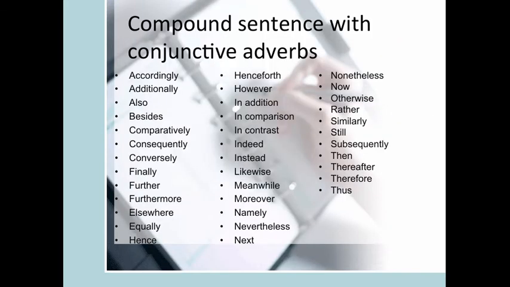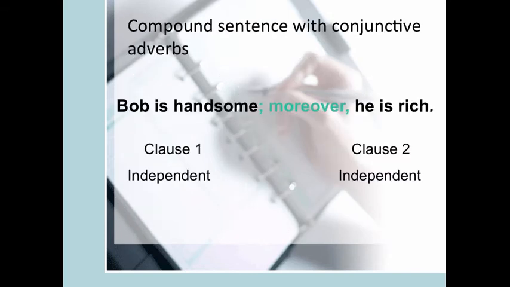Compound sentence with conjunctive adverbs. Conjunctive adverbs, and I will post this list separately on the class website, make your writing sound more interesting. It brings it up a notch, so to speak. All of these words, if you put them in front of an independent clause, it still stays an independent clause. For example, Bob is handsome. Moreover, he is rich. Anytime you use a conjunctive adverb, you have to put a semicolon before it and a comma after it.